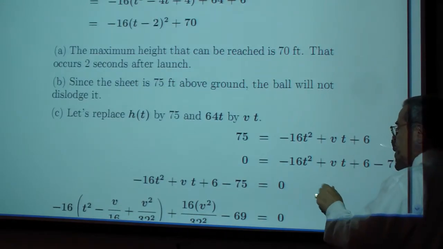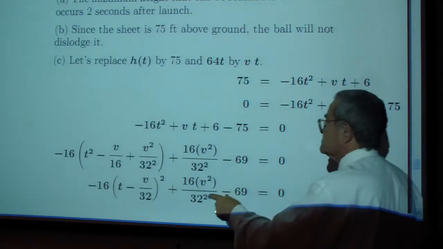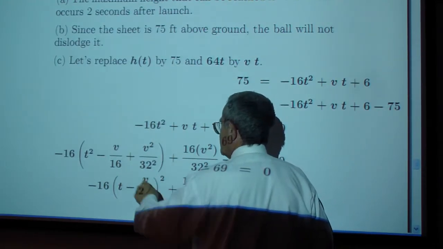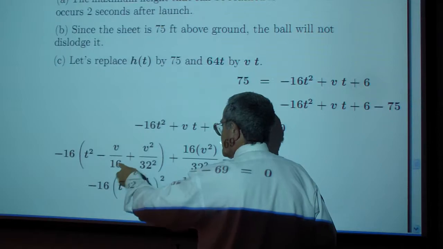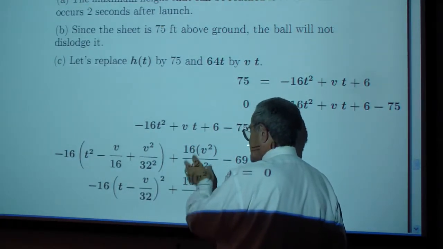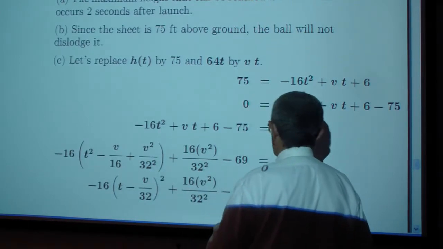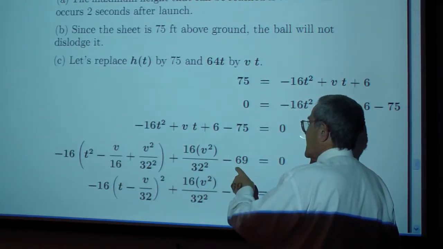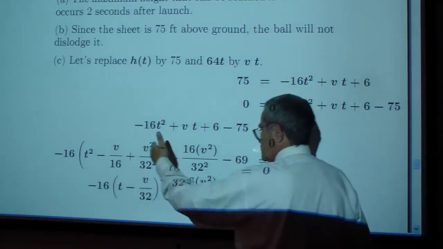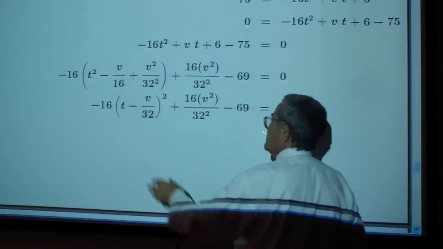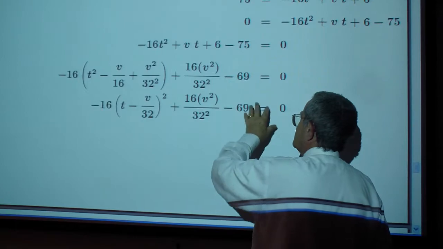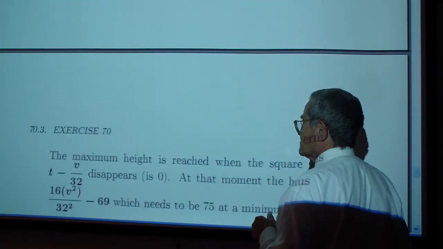Complete the square again. You subtract 16 first. So you get 16 times v over 16 right here. And you need this number squared. You subtract 16 times that number. You add that same number. You added 0. Minus 69. You subtracted 75 from 6. You complete the square. You want this to drop out. And you want this to be used to give you the velocity.